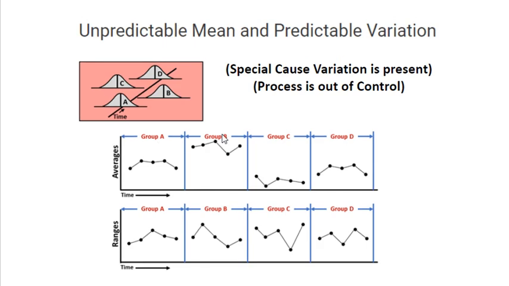The next one has an unpredictable mean because it's very different. Look at this. This is predictable. And here, look at that. The pattern has broken. Group B, you're shooting out somewhere. So A is okay, kind of. B is going out this way, C is going out that way, and D is kind of shifted. See that? So special cause variation is present, and therefore your process is out of control.